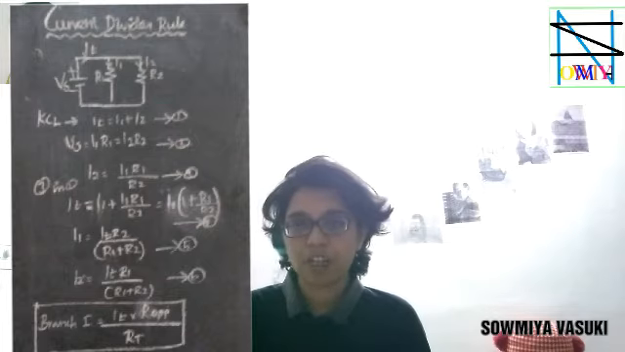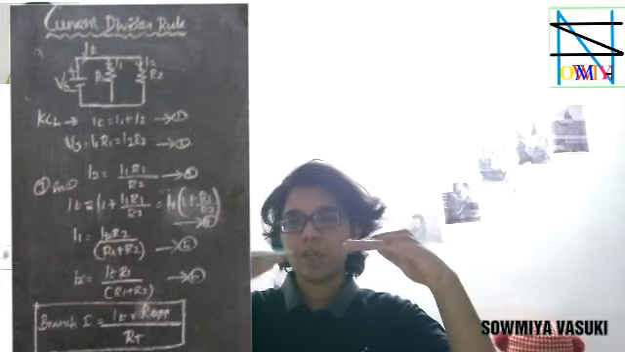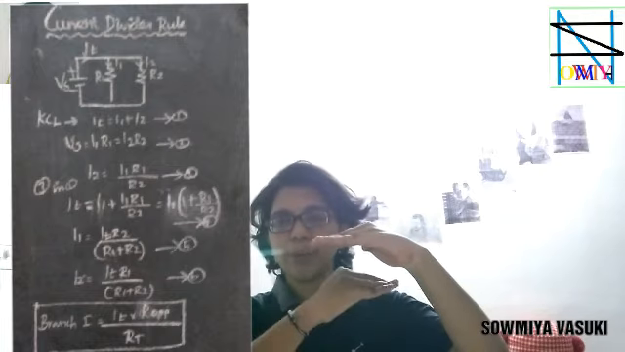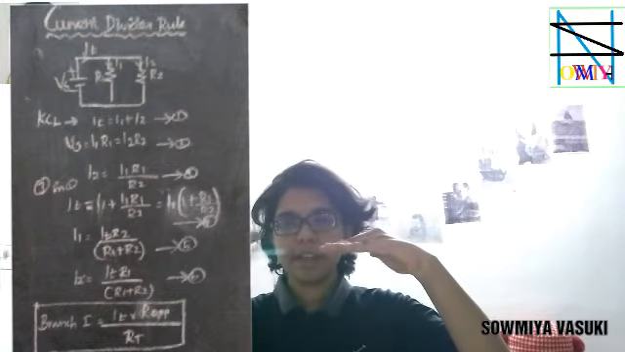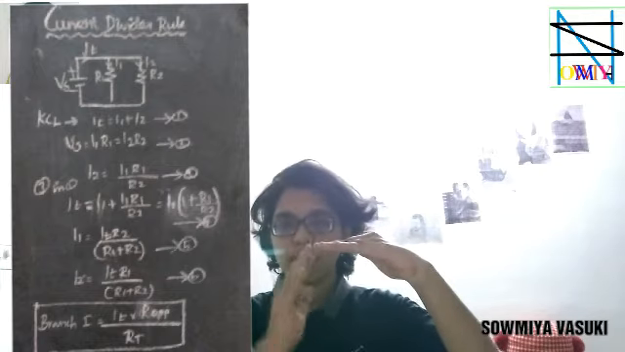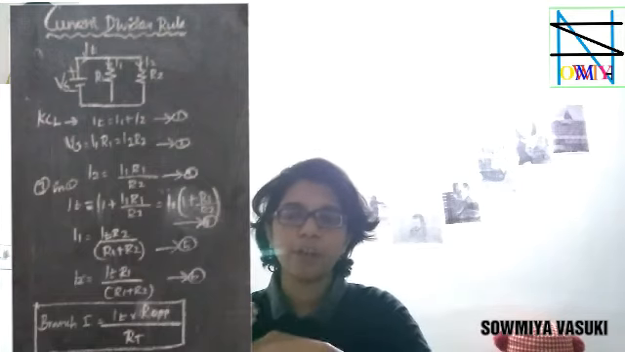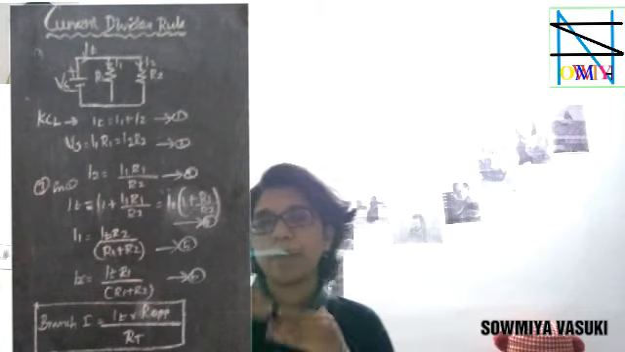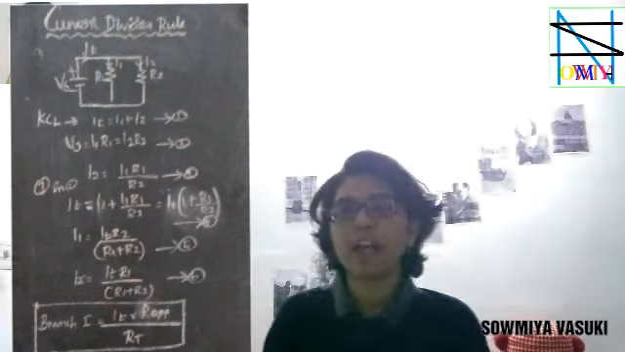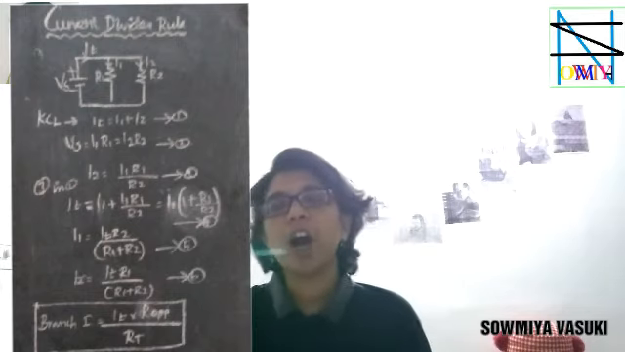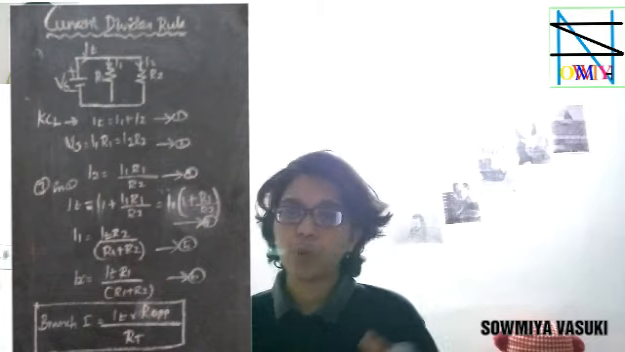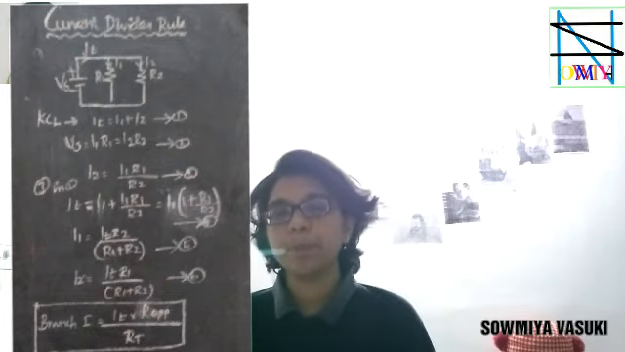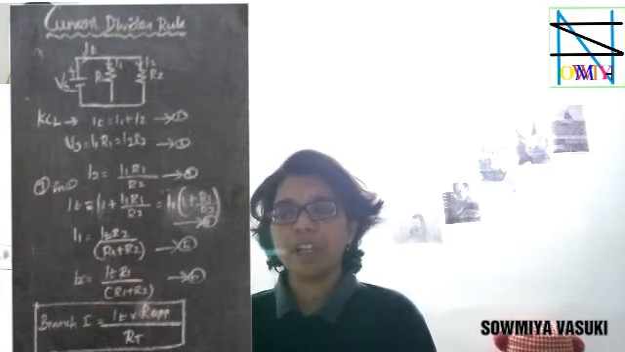From the second equation, I1 R1 is equal to I2 R2. So I2 is equal to I1 R1 divided by R2. This is the third equation. The third equation is applied to the first equation. I total is equal to I1 plus I1 R1 divided by R2. So I total is equal to I1 of (1 plus R1 divided by R2).